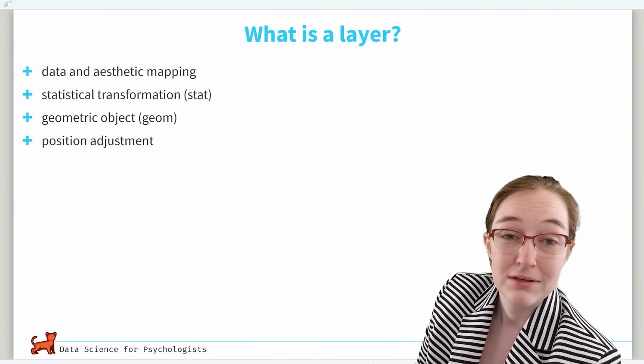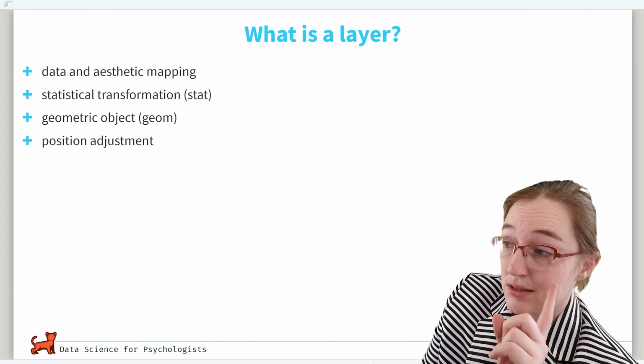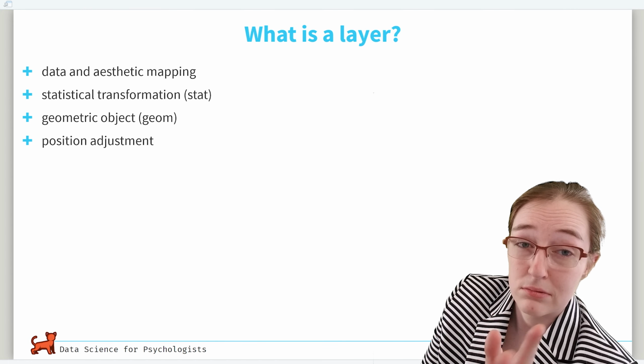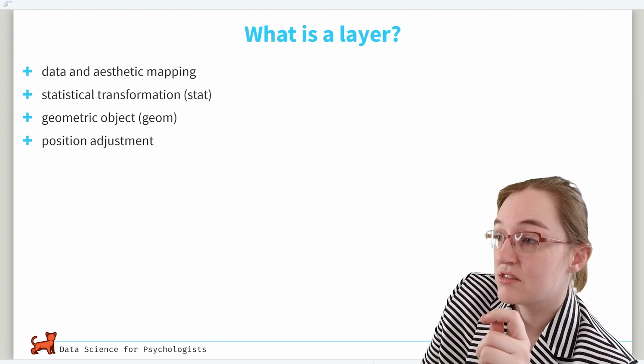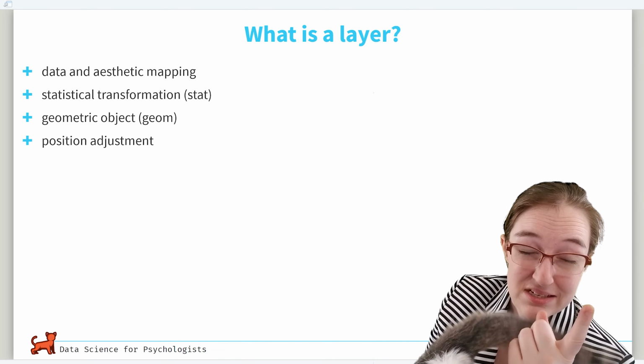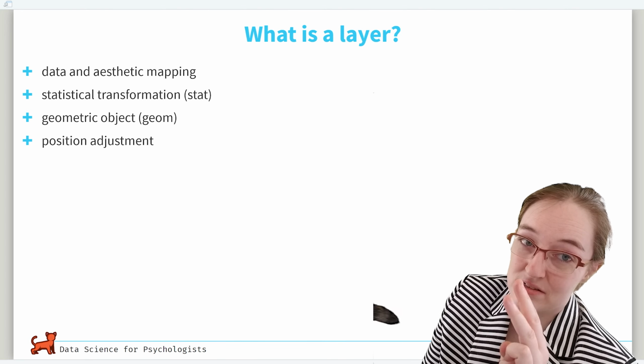Woo! But anyway, a layer has, as I mentioned earlier, didn't I just? Oh, whatever. Reiteration is good. So it has data and that aesthetic mapping, as well as the statistical transformation, the geometric object, and position adjustment.